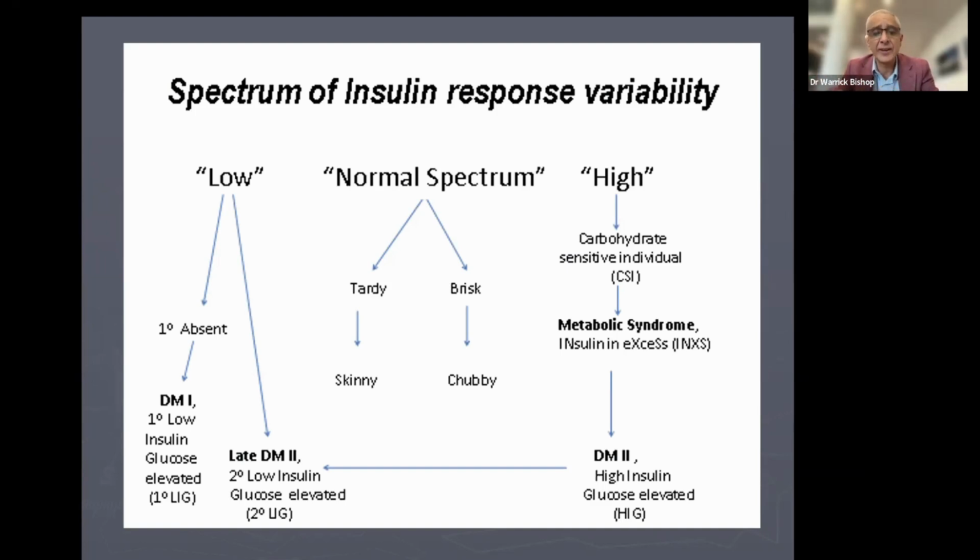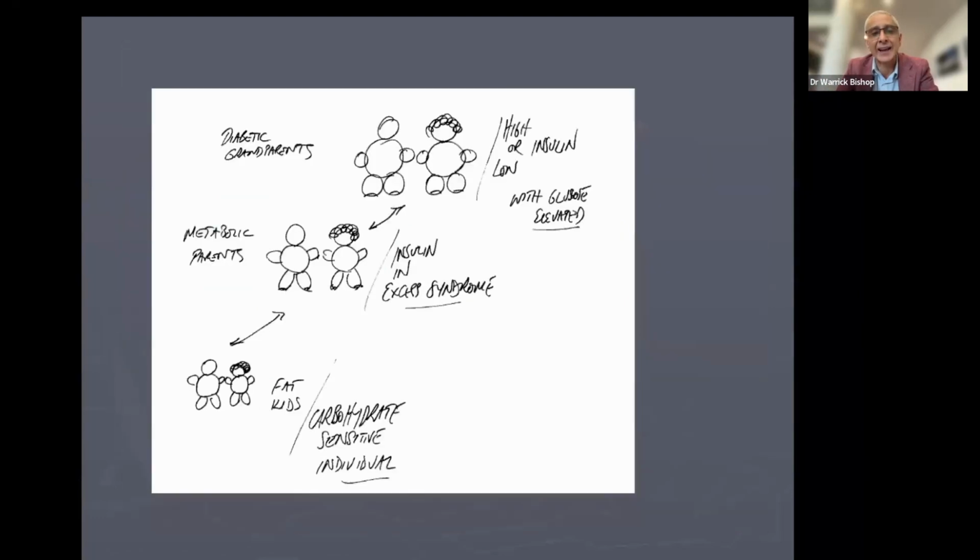There's people who are very insulin sensitive. They don't put weight on easily. They don't crank their insulin up high. Then we get people who do crank their insulin up, respond briskly, if you like. These people are maybe prone to put on weight, particularly if they're not exercising and enjoying too many carbohydrate foods. Then we've got the high end of the spectrum where we've got carbohydrate sensitive individuals, where we've got metabolic syndrome, insulin in excess, and we've got type 2 diabetics where we're seeing high insulin and glucose elevated.